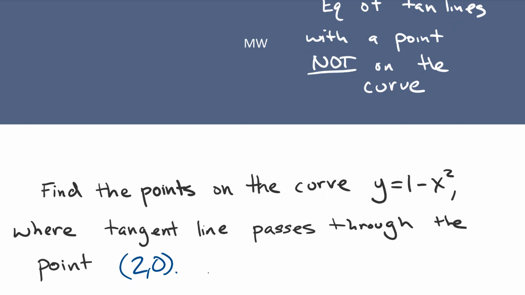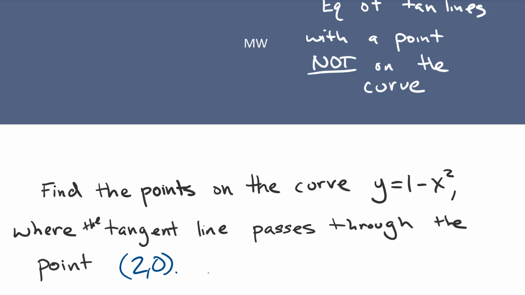So let's find the points on the curve. Points, multiple, not just one. On the curve y equals 1 minus x squared, where the tangent line passes through the point (2, 0). All right.